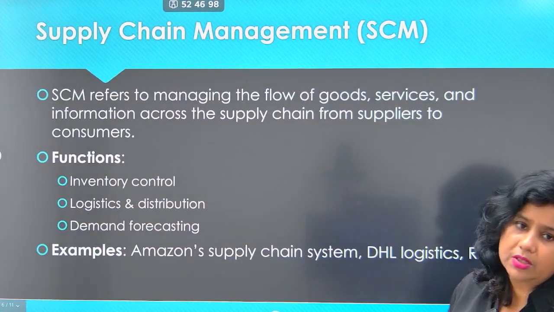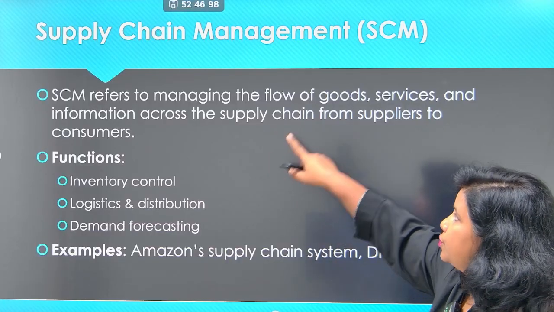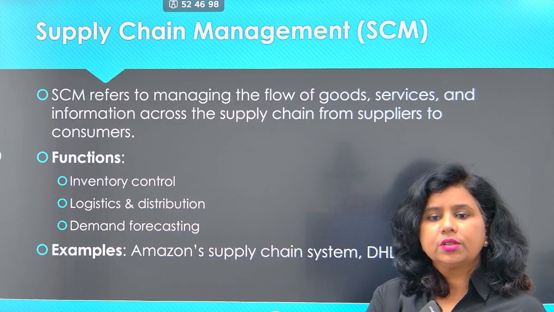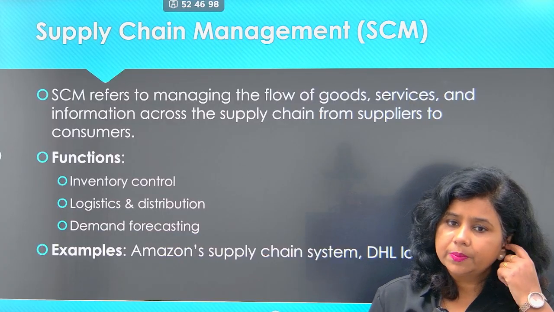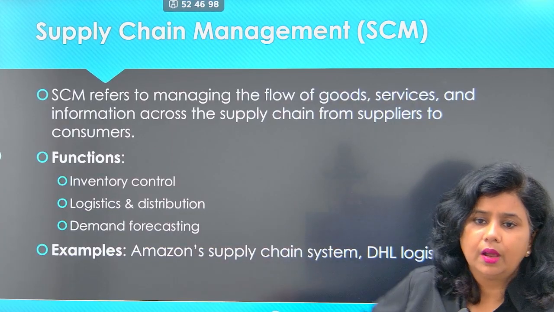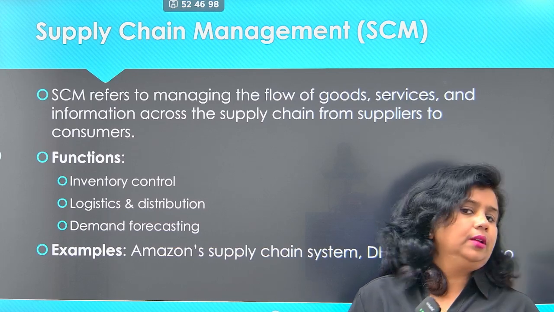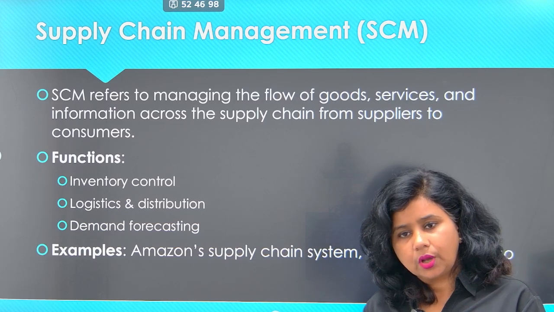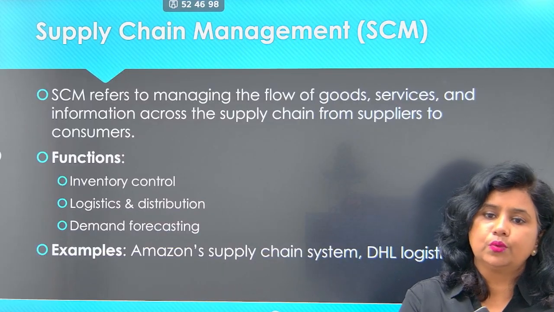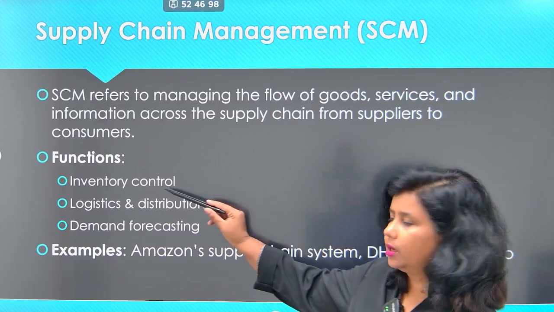Next is supply chain management, very crucial in business. Supply chain management refers to managing the flow of goods, services, and information across the supply chain. So across the supply chain, what does this mean? It means supplier to the consumer. As I had already told you, if you are buying something from the supplier, processing it and then selling it to your consumer, the entire supply chain has to be integrated into one system. That is called supply chain management, which controls the inventory.